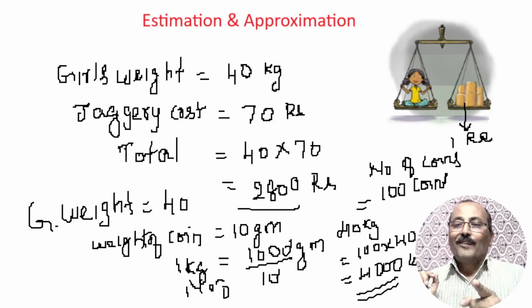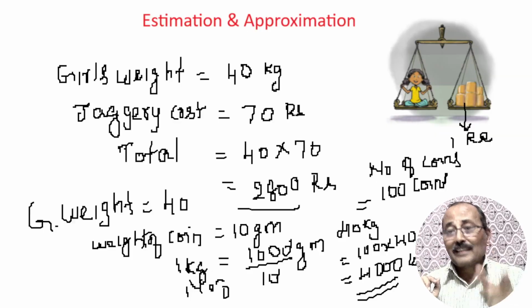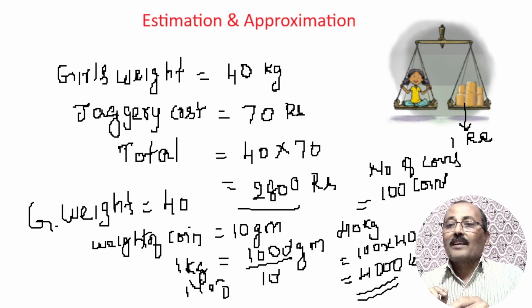That means what happened here? The whole concept changes. 5 grams means divided by 5, then 200 coins are coming. Then the number of coins required will become automatically how much? Only 2000 coins are required. Yeah, beautiful, interesting question. So why do I have to do estimation?